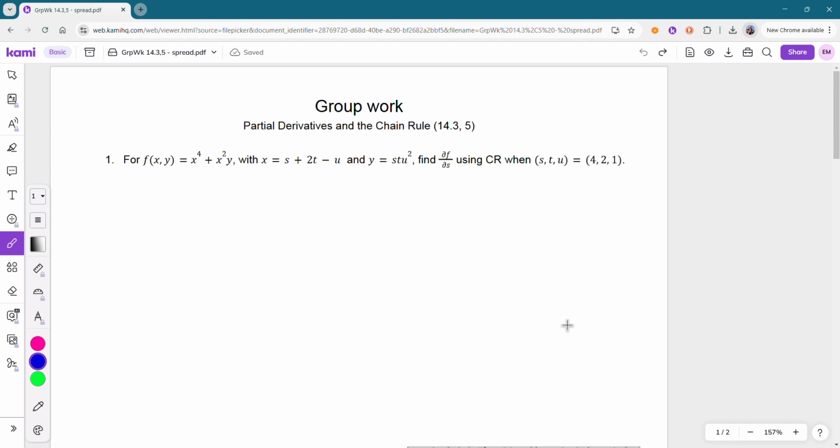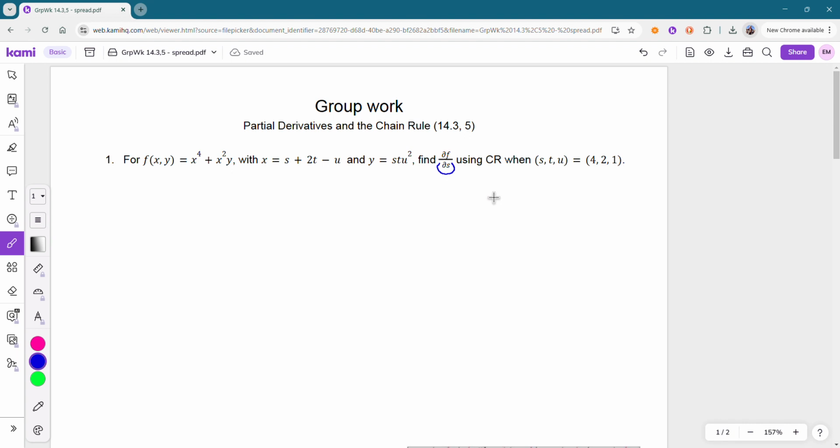So to start, we have our function here of two variables, and x is a function of s, t, and u. y is also a function of s, t, and u, and we're wanting to find the partial of f with respect to s using the chain rule. And so here, once we know the variable we're differentiating with respect to, it all comes just from the structure of the function and then adding up all the paths to that parameter in this case.